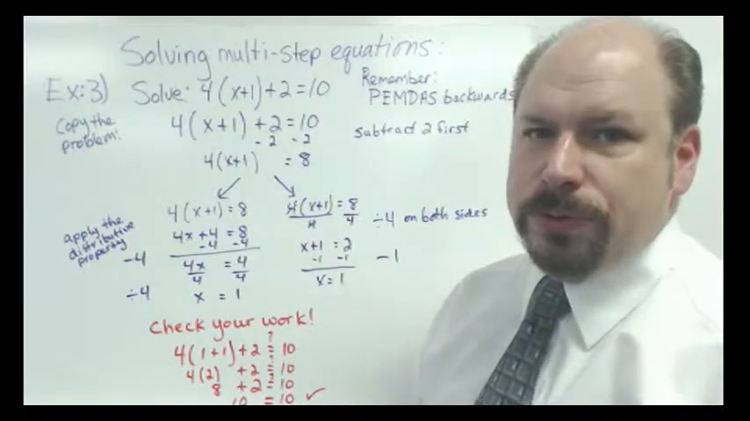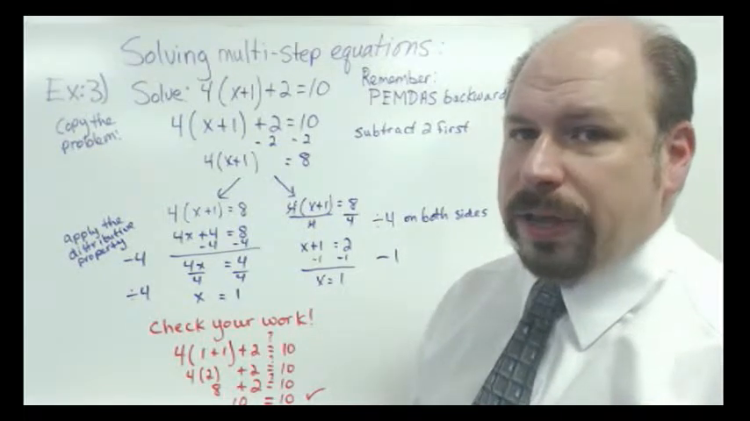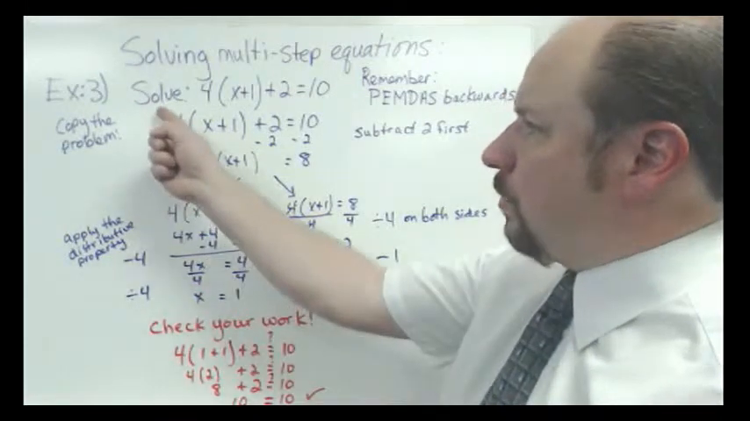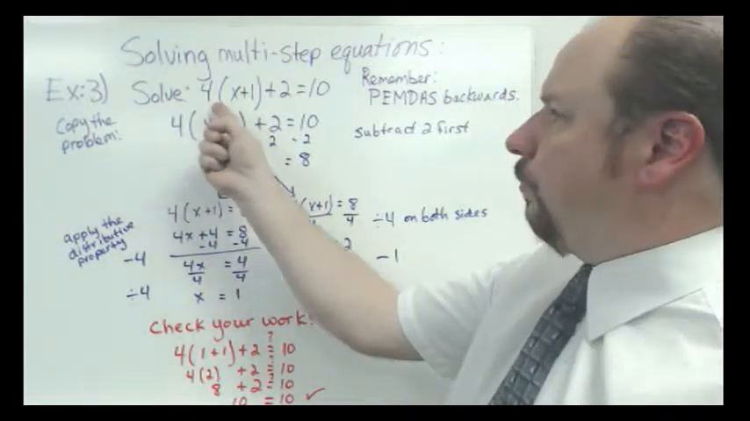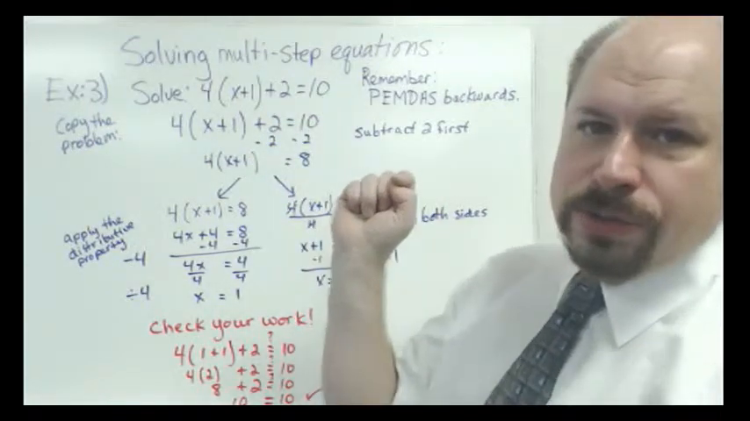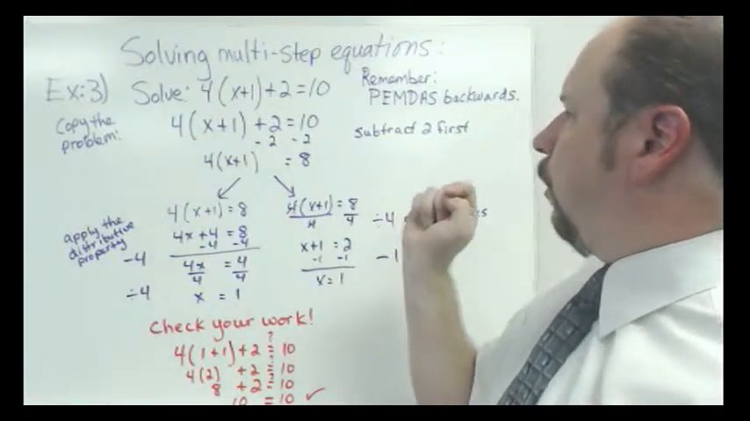Next, we're going to move on to solving multi-step equations. So these equations are a little more complex. They take a couple more steps than just 1 or 2 steps. So here is the problem. Solve 4 times the quantity x plus 1, plus 2 equals 10. So, of course, the first thing we're going to do is copy the problem. So we've copied it here.